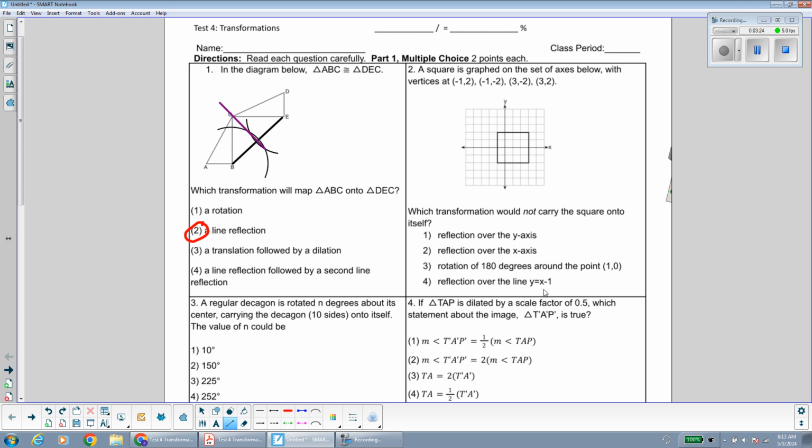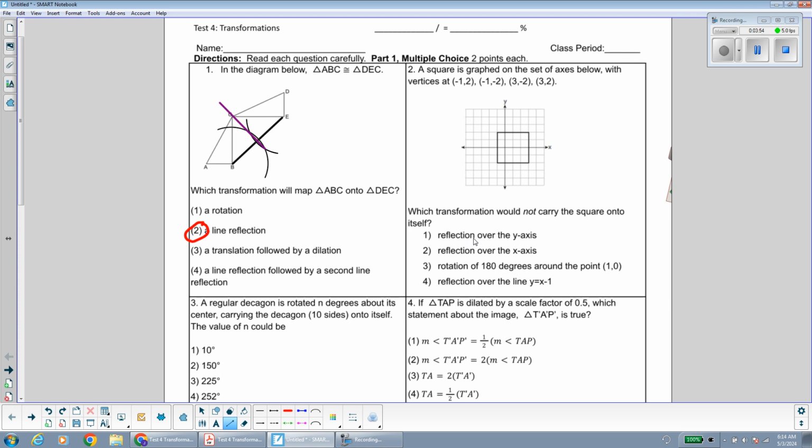The line y equals x minus 1, answer choice number 4. I'm going to start with the reflections first. That has a y-intercept of negative 1 and a slope of 1. And as you can see, this is a line of symmetry of the square as well.